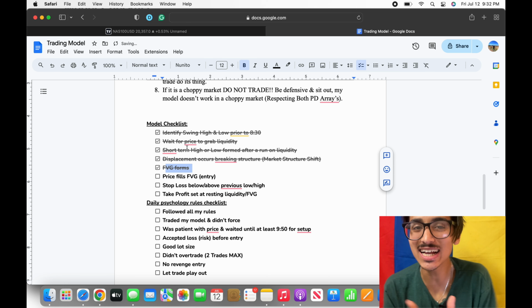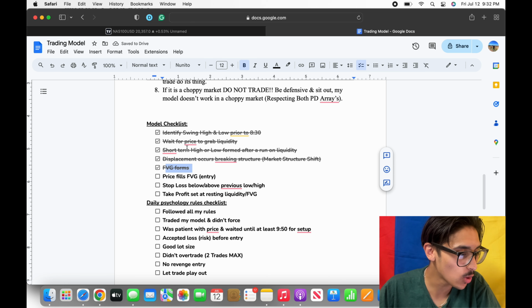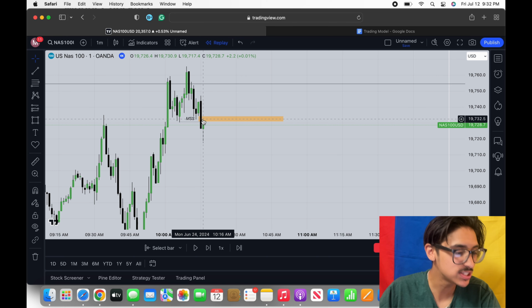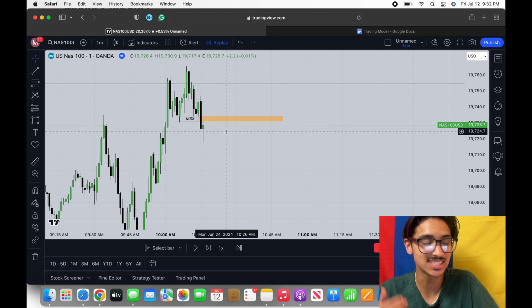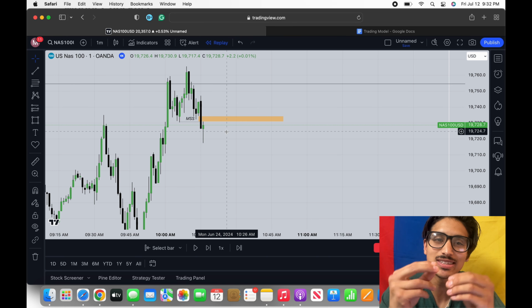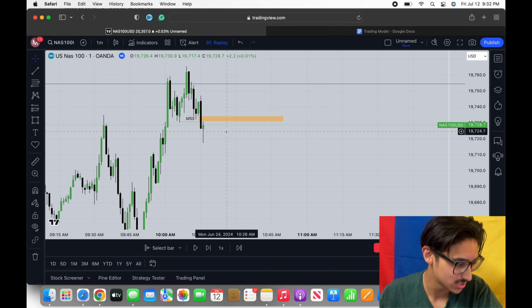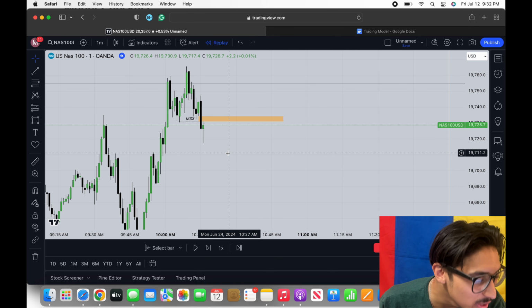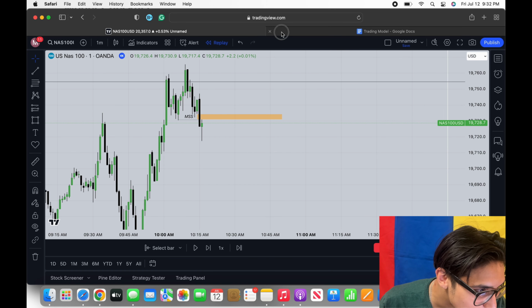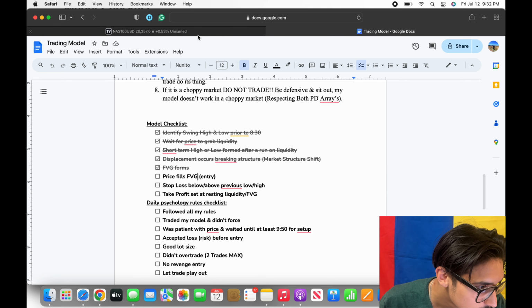Now we have our textbook entry. Everything we want. Look at the time: 10:15. 10 to 11 o'clock, silver bullet hour. Market runs on time and price. Beautiful. Absolutely beautiful. So then we're just waiting for price to fill that fair value gap.